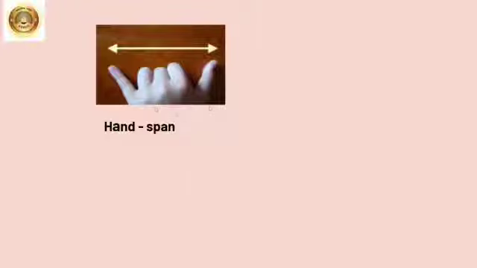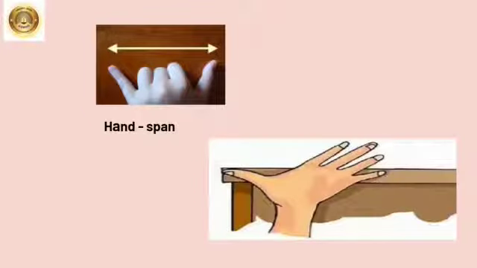Now, this is what you call a hand span, the distance between the small finger and the thumb. Now, if I tell you all to measure the length of a bench by means of the span of your hand, will each one of you obtain the same measure for the bench? No. Why? What could be the reason? Some of you may be having a long hand and some may be having a very small hand. So the measures will be different.